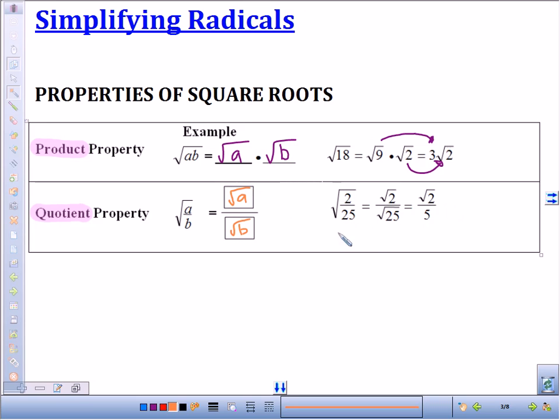And let's look at an example here. I have the square root of 2 over 25. So the quotient property says I can pull that apart into the square root of 2 over the square root of 25. Now, of course, the square root of 2, just like we saw, we can't break that down any further. There are no perfect squares in there. But the square root of 25 is a perfect square. And the square root of 25 is 5. And so we can simplify square root of 25 into 5, making our final answer the square root of 2 over 5.